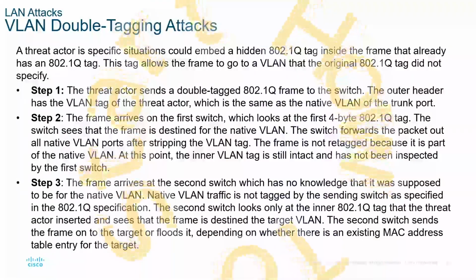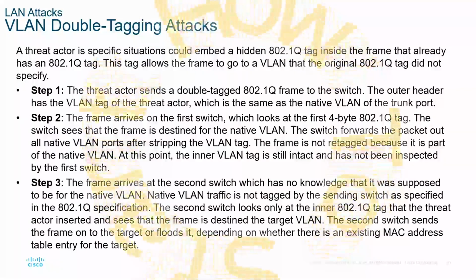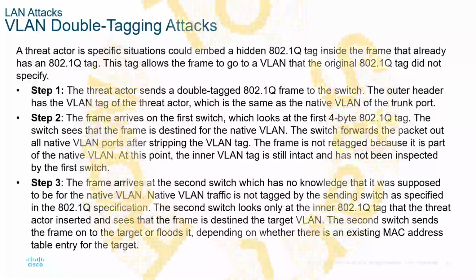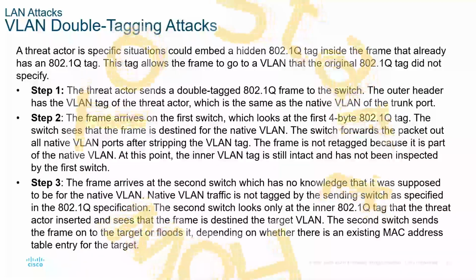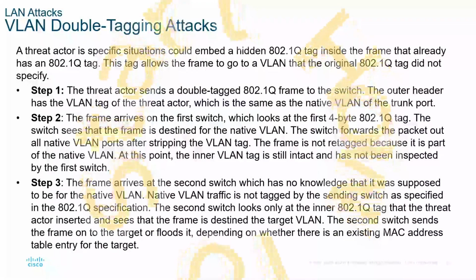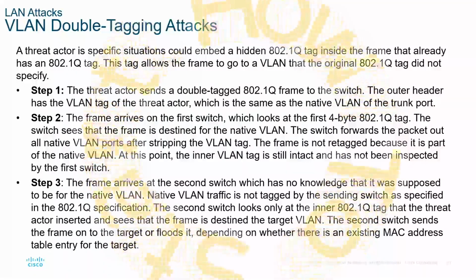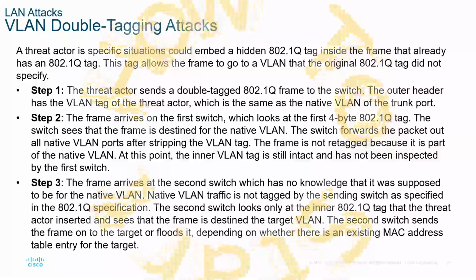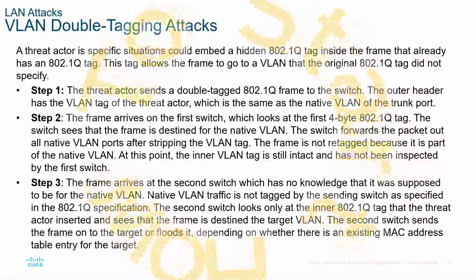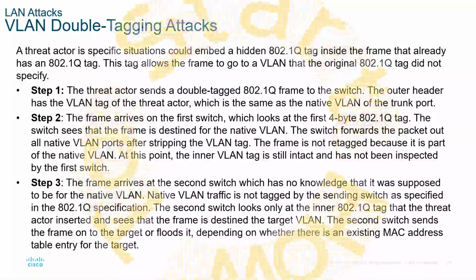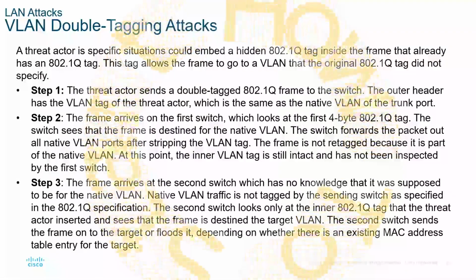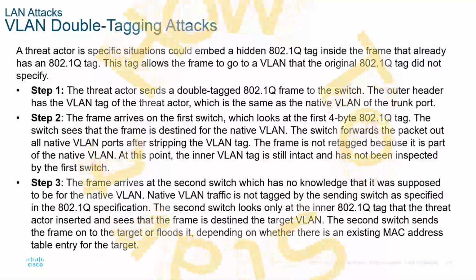When it is received by the second switch, there is no acknowledgement that it was supposed to be for the native VLAN, because native VLAN traffic is not tagged by the sending switch as specified by 802.1Q. We already knew that. The second switch will only look at the inner 802.1Q tag, the one the threat actor inserted, and see if the frame is destined for that tagged VLAN or not. So the second switch will send the frame to the target VLAN or will flood it, depending on whether there exists a MAC address table entry for that target or not.